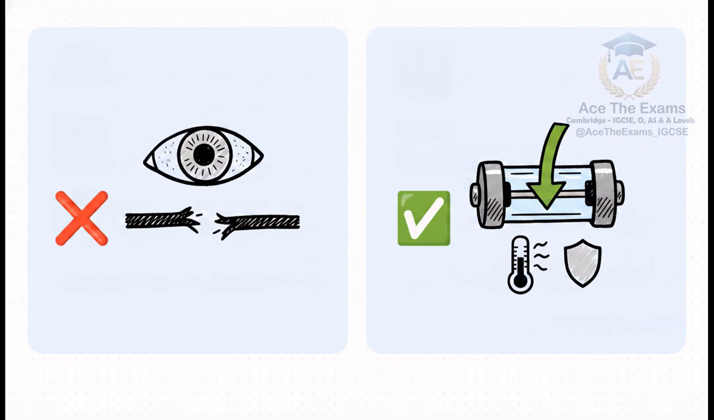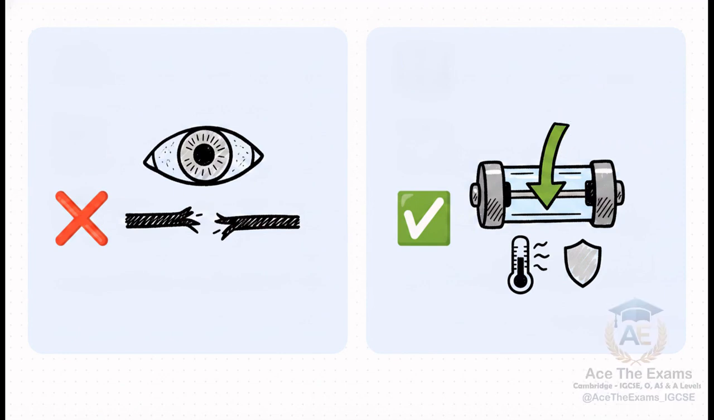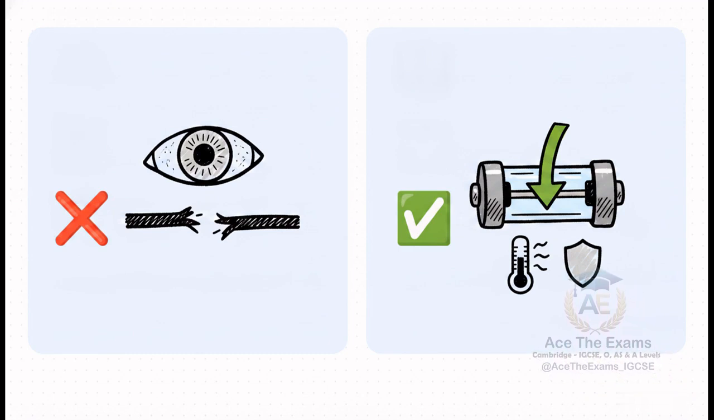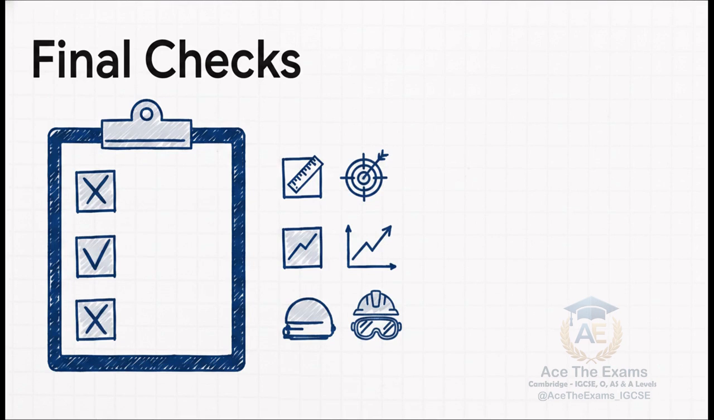A weak safety check just says, look for broken wires. I mean, sure, that's true, but it's way too basic. Now look at the strong, scientifically reasoned check. Ensure current does not exceed the fuse rating to prevent overheating. See what happened there? That uses our 4-step framework perfectly. It applies the concept of current, references the specific fuse rating data, and gives the actual scientific reasoning of preventing overheating. Nailed it.